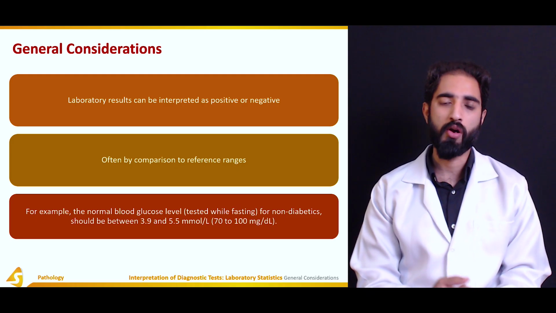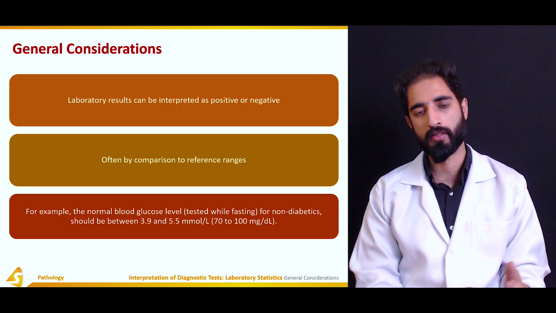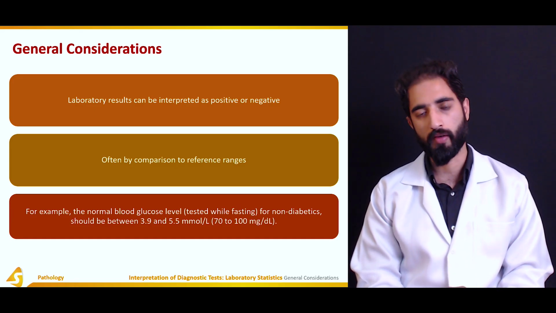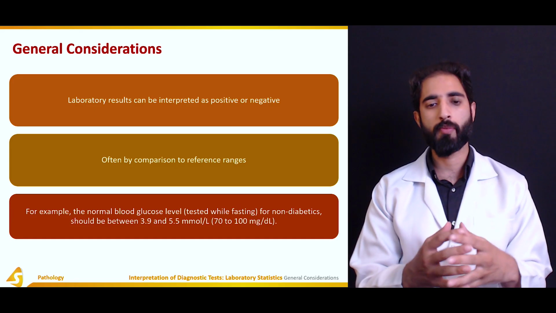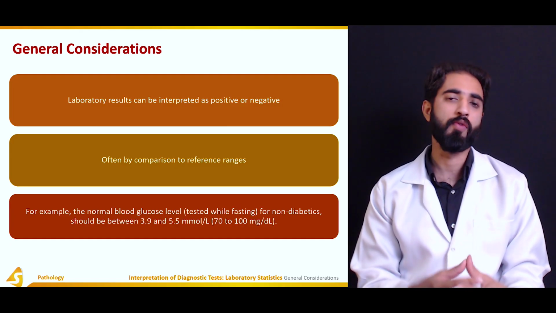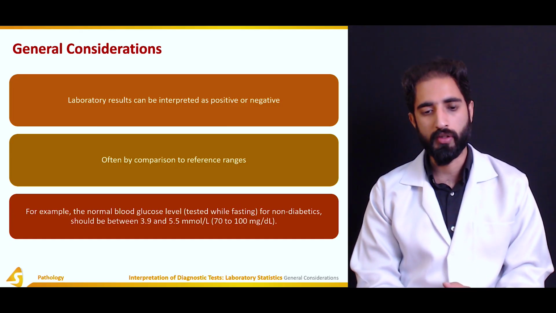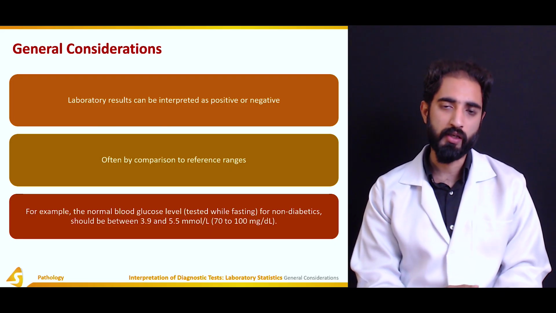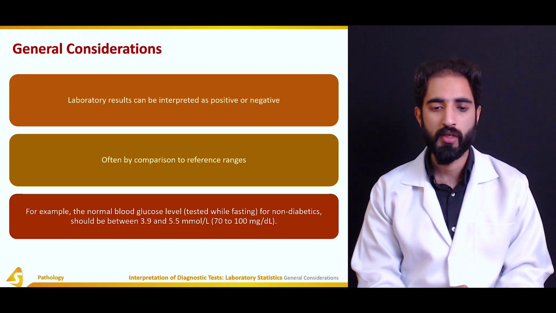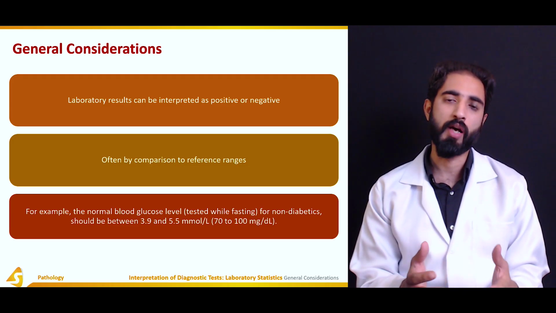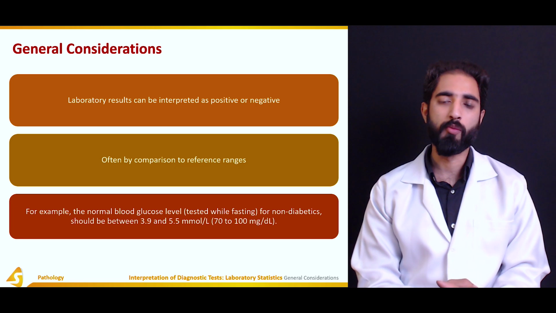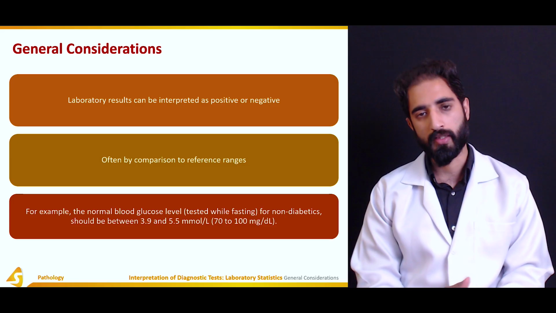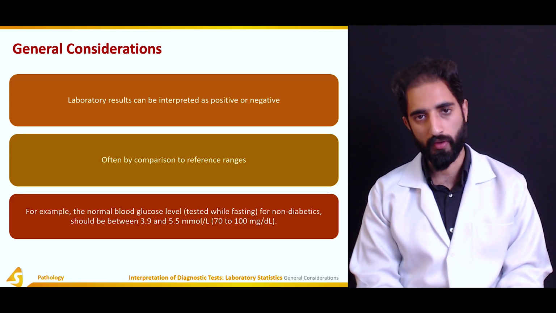So how are these positive and negative interpretations carried out, and how do we decide whether a value gives us a positive result or a negative result? This is based upon the reference ranges. For example, the normal blood glucose level tested while fasting in individuals who do not have diabetes is 3.9 to 5.9 millimoles per liter, or 70 to 100 milligrams per deciliter, in normal individuals during fasting.